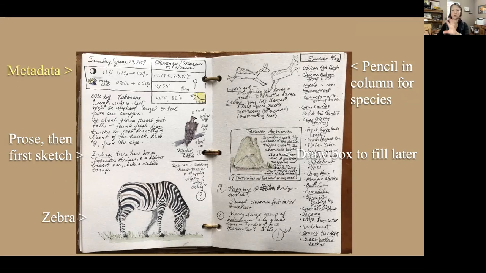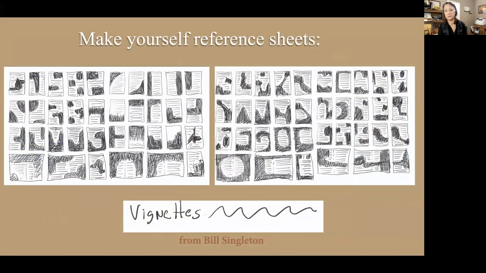I set up a framework using some of these layout principles, leaving my box. So the termite thing just appeared to me. And then the rest is text. And I fill in species as I go. So that's a really organic way to do it.